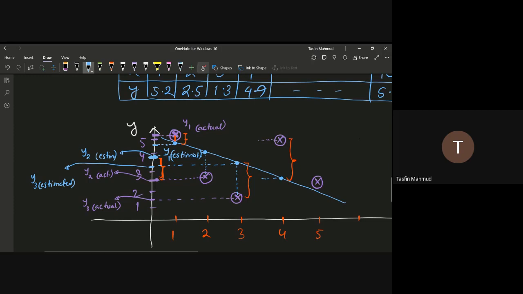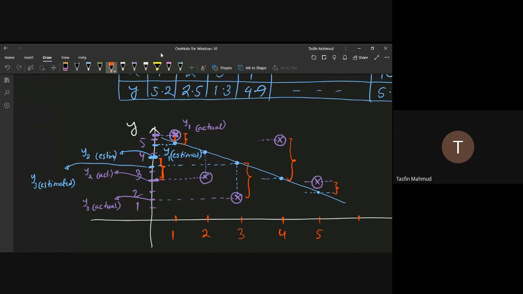And similarly for y5, for the fifth data point, we will get this y value as the actual one, and from the graph we will get this thing as the estimated value. So the error would be this difference.